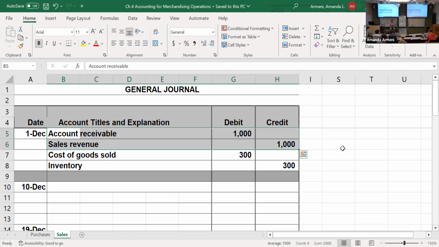And then our credit is to the new asset account that we introduced here in chapter 4 called inventory. It's goods that we intend to sell to customers. So we initially buy those goods, but our intention is not to keep them for ourselves and use them. It's to sell them to customers. So because we just sold those goods to customers, our inventory goes down by $300.